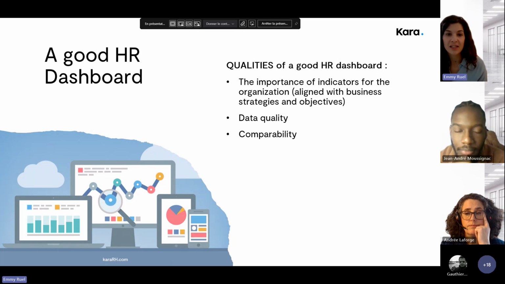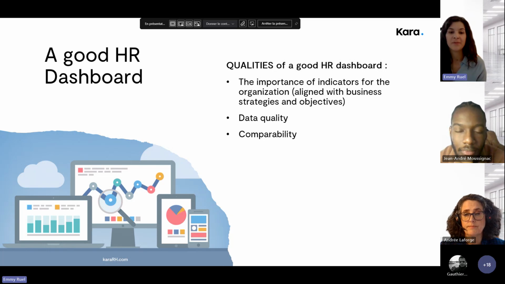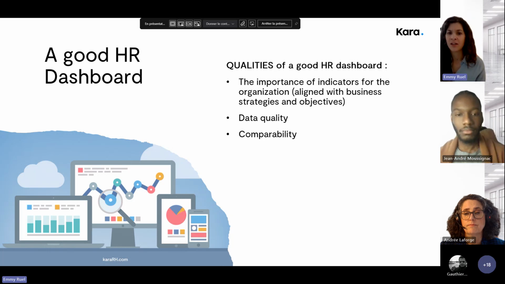And finally, the last point of a good HR dashboard is comparability. If you analyze your results and present them to your C-level, upper level, you will very quickly be asked the question, well, is it any good? So it is important to have and to know the answer. It is important for you to be able to compare yourself with organizations of your size, your location, and of your business field also.